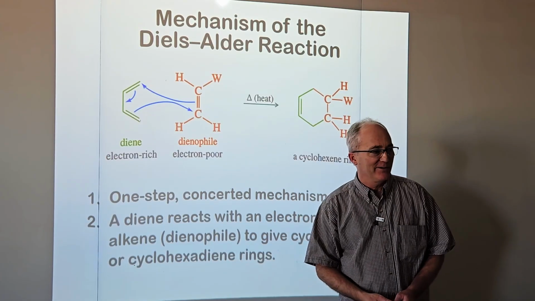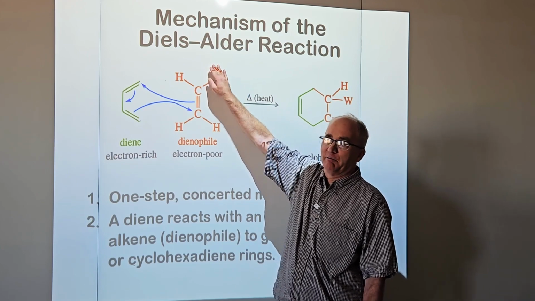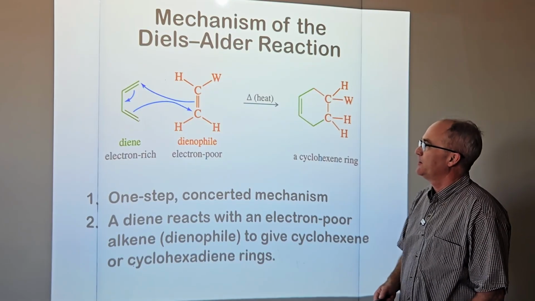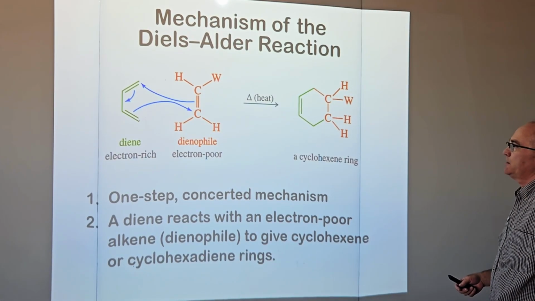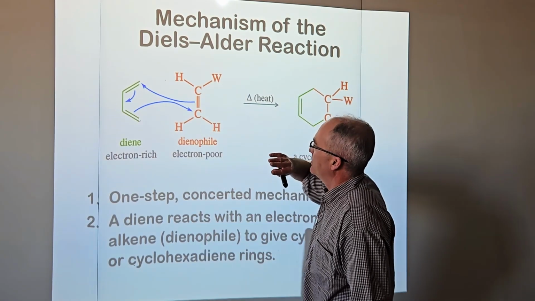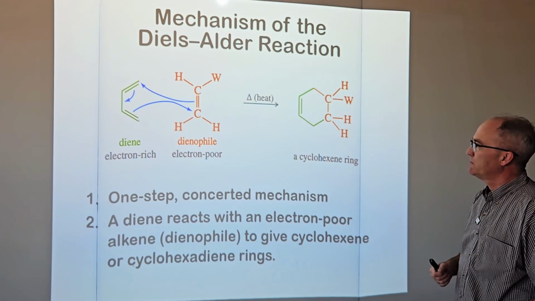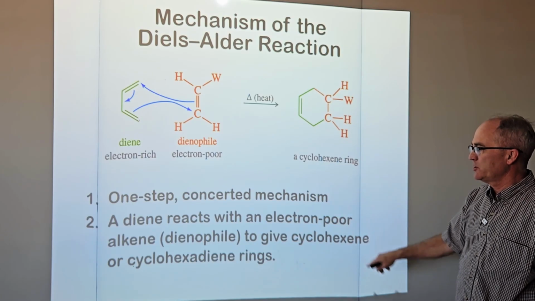Now I get to make my favorite joke. W, this is not tungsten. Everybody knows W is tungsten on the periodic table. We use W to mean withdrawing, electron withdrawing group, like an oxygen or maybe a chlorine or something that's electronegative, something that withdraws electrons.